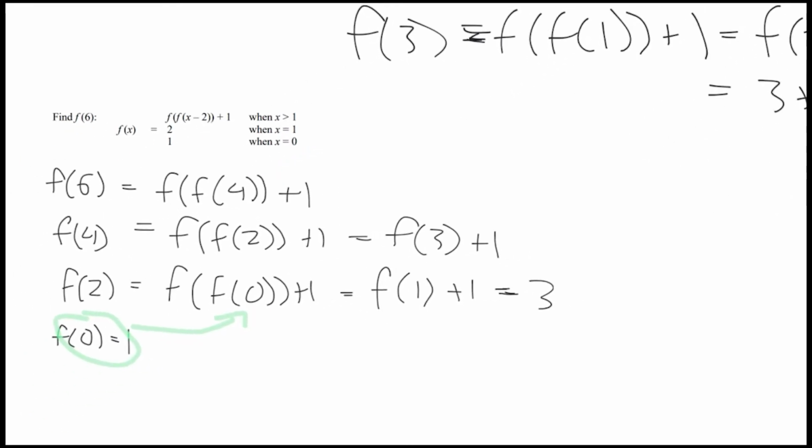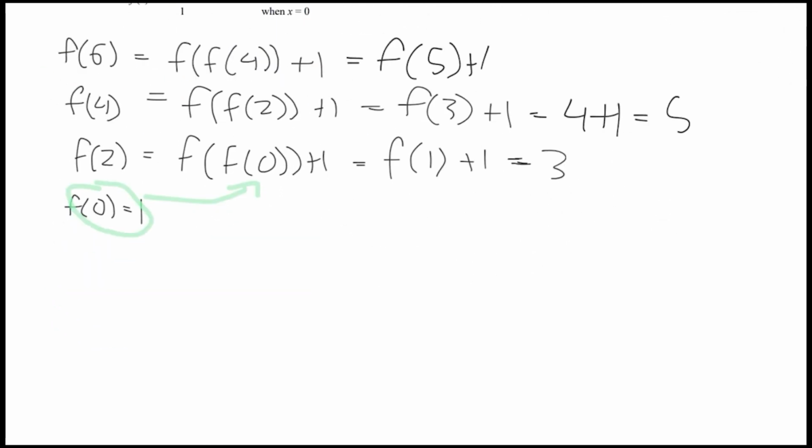Go back here. All right, lovely. So this is actually just 4 plus 1, which equals 5. So f of 4 equals 5. Now we can plug this back into the above equation, so we get that f of 6 equals f of 5 plus 1. Now, just as we solved for f of 3, we will once again need to solve for f of 5. So I'll do that down below.